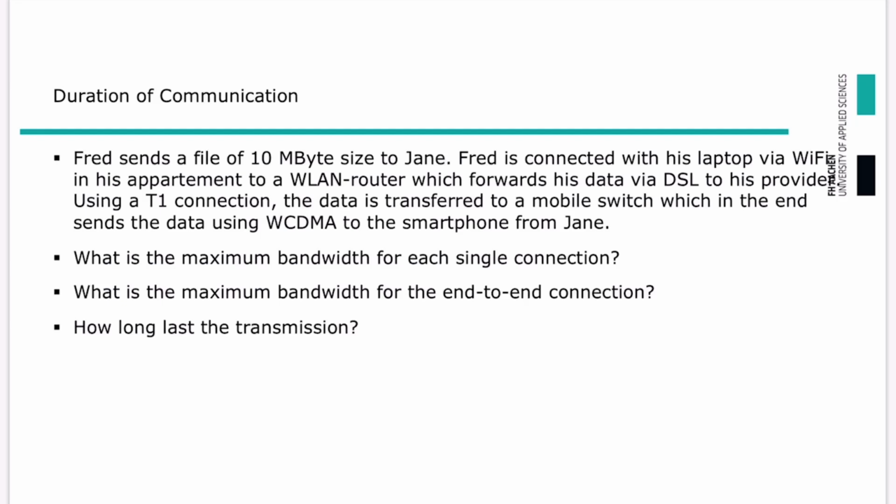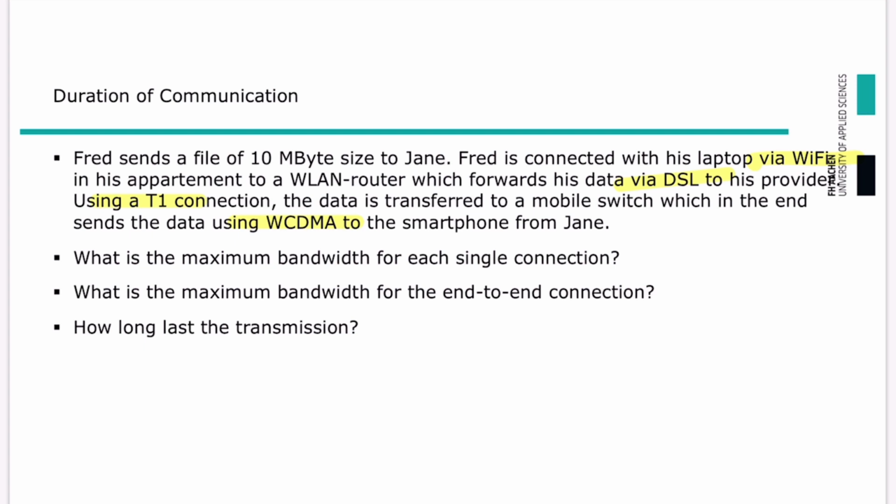Let's have a look at the following exercise, which is quite similar to the one we have done in this chapter about digitization. The main difference is we do not have one single connection, but several connections in a row. So we have a Wi-Fi connection, then a DSL connection, then a T1 connection, and a WCDMA connection. All of those have different bandwidth.